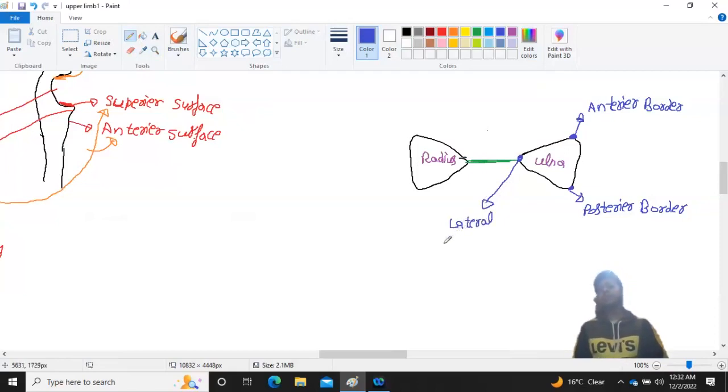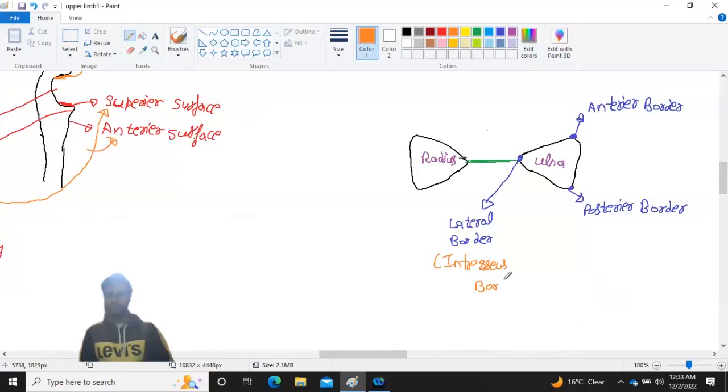In radius it is medial, but here it is interosseous, on the lateral side. The interosseous border is the one attached to the interosseous membrane. Done.